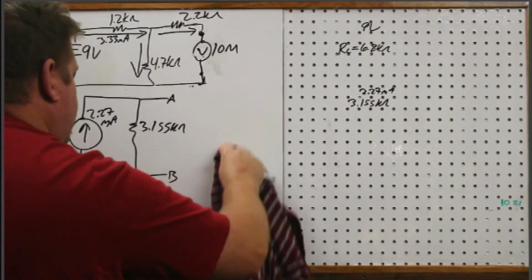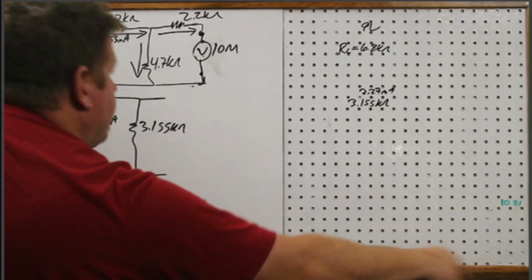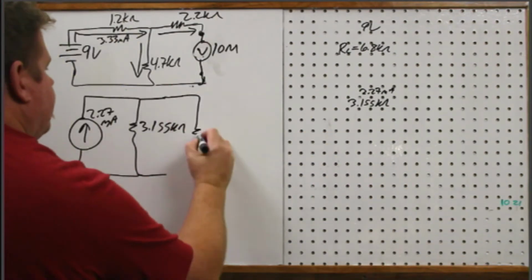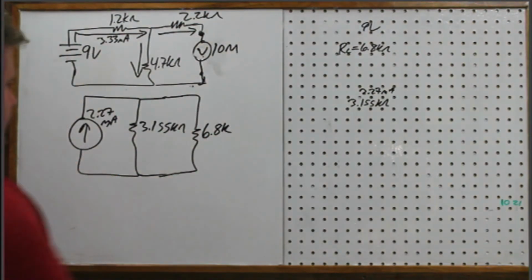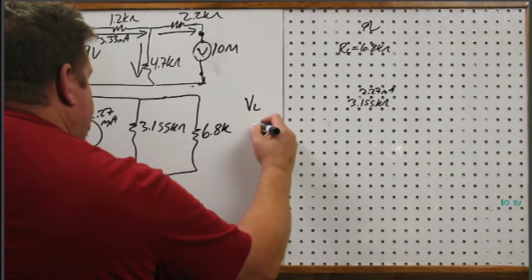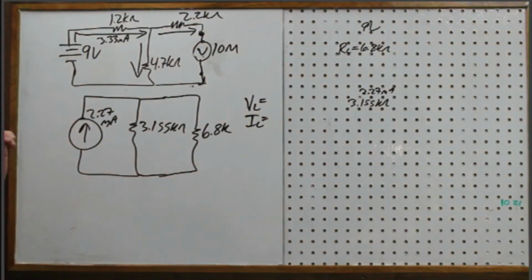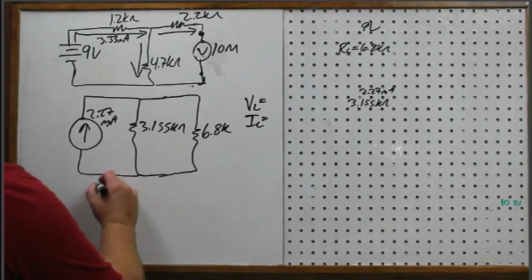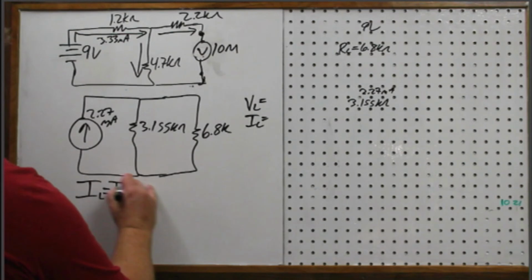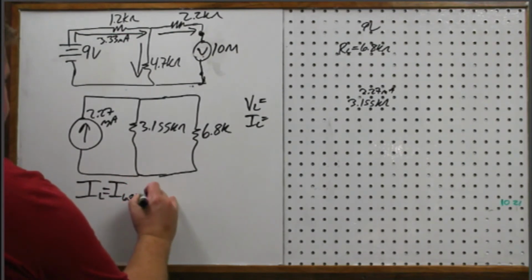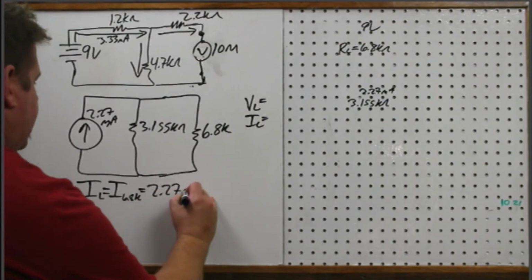So we said our load resistor was 6.8K. I always want to know two things about the load. I want to know what the voltage on the load is, and I want to know what the current through the load is. Okay? So we'll do the current first. The current through the load is the current through the 6.8K, and that's going to be a 2.27 milliamp current coming in.